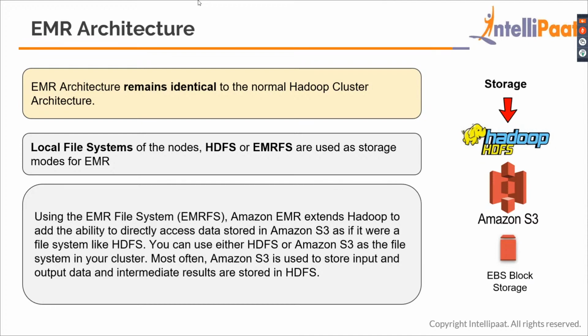Using the EMR file system, that is EMRFS, Amazon EMR extends Hadoop to add the ability to directly access data stored in Amazon S3. It is not that you'll have to push the data into HDFS and then analyze it. Instead, you can store the data in Amazon S3 itself, and directly from S3, you will be able to query and analyze the data. Most often, Amazon S3 is used to store input and output data, and the temporary files are stored in HDFS. The input data and the output data are both stored in S3.